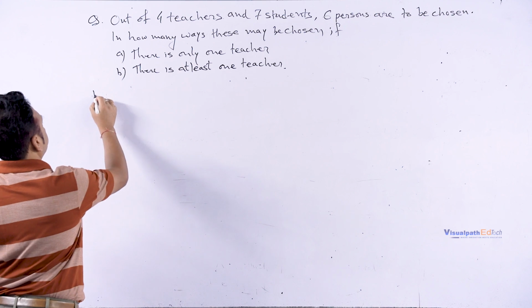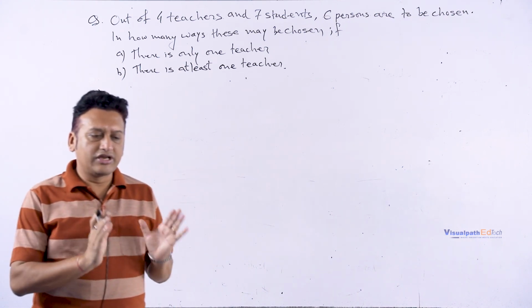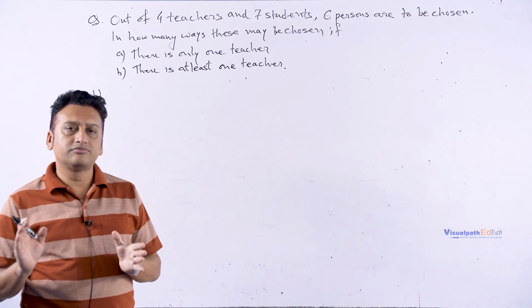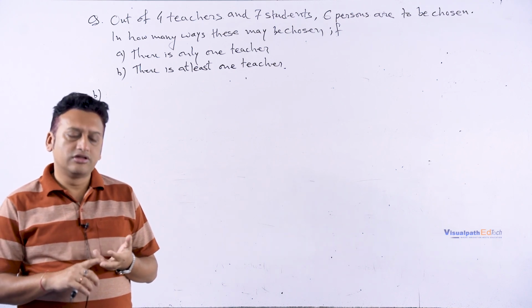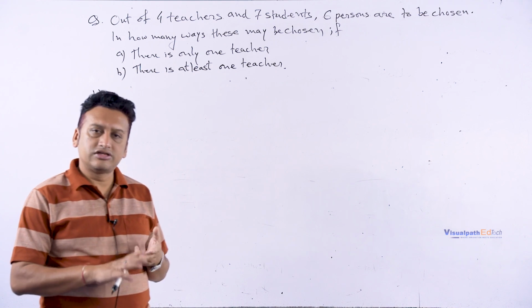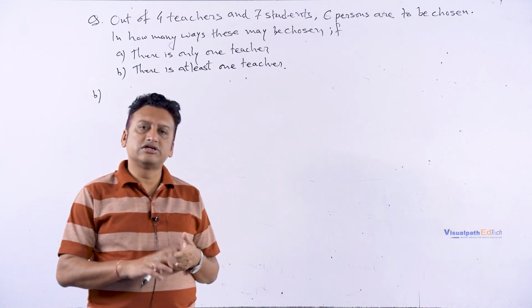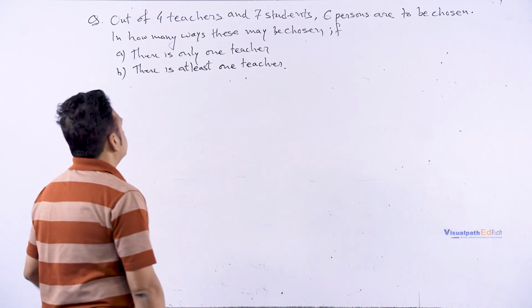Okay, so for solution B, when we say at least one teacher, there can be various ways how we can select 6 persons. There can be 1 teacher and 5 students, or 2 teachers and 4 students, or 3 teachers and 3 students, or 4 teachers and 2 students. So, these are the possible combinations. Okay.